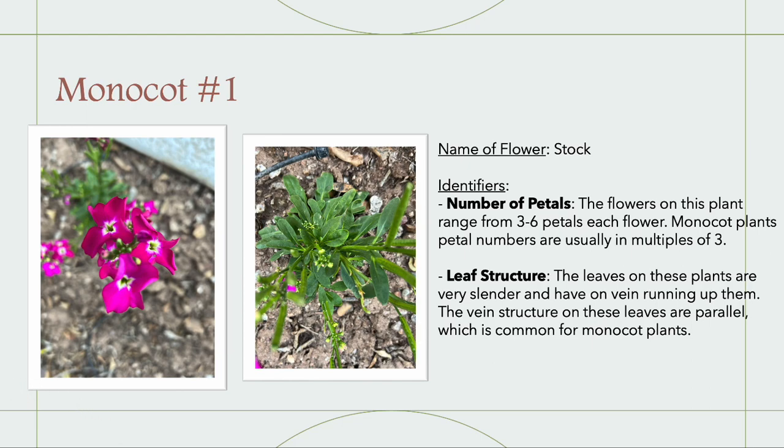So to begin, the first monocot we have here is a flower called stalk. It's just like a typical house plant flower. This one was just found in my backyard. My dad planted it. But basically, this flower had two specific identifiers that told me that it was in fact a monocot. For number one, the number of petals the flower has.